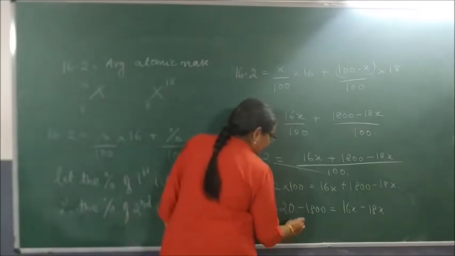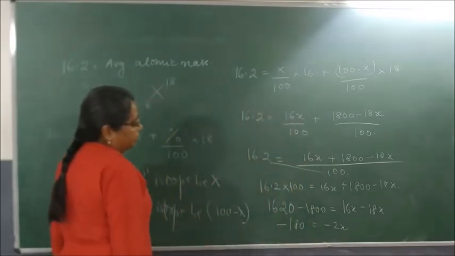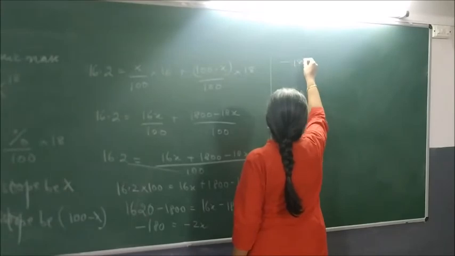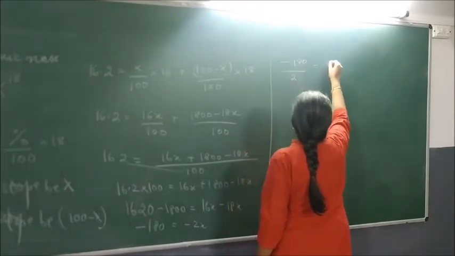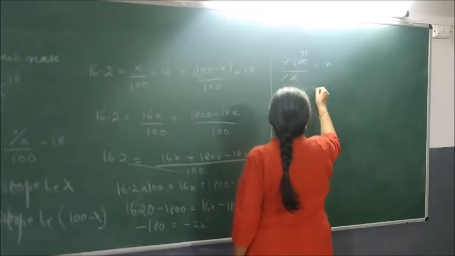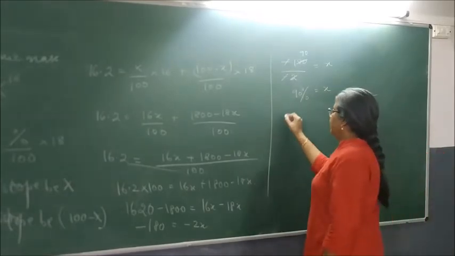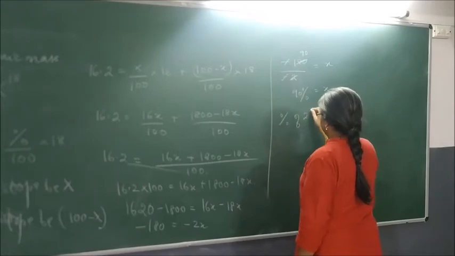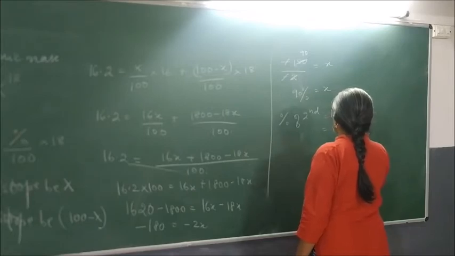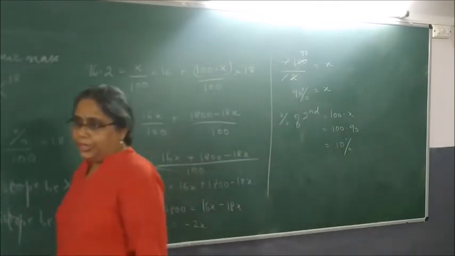Minus 180 is equal to minus 2x. So you get minus 180 by minus 2 is equal to x. So this will get as what? 90% is equal to x. So the first isotope percentage is 90. So the percentage of second isotope is 100 minus x, so 100 minus 90, how much? 10%. Understood how to do it?